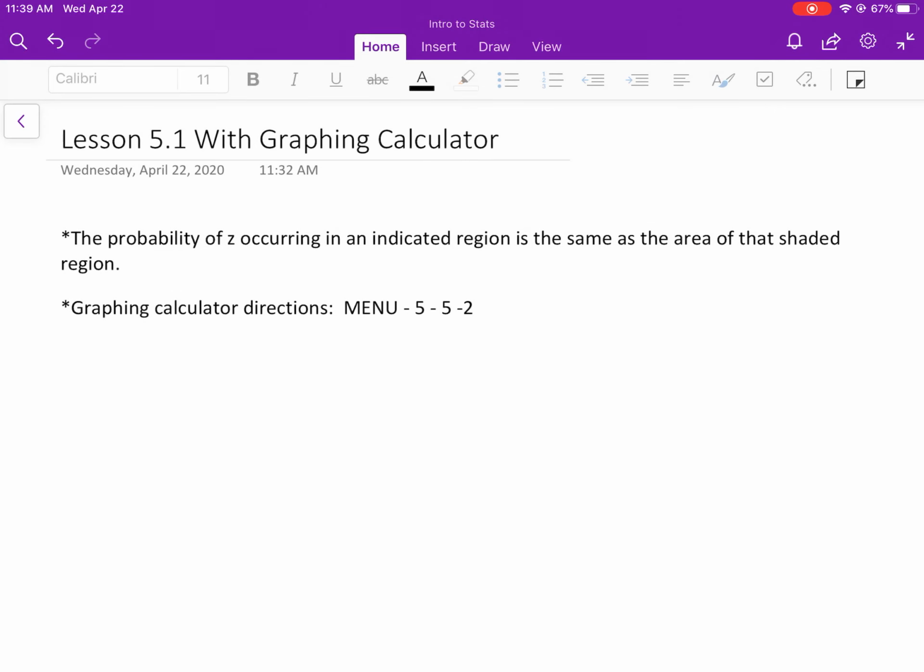Statistics. Today we're going to finish up lesson 5.1 and I'm going to show you how to use your graphing calculator to find the area under the curve. In order to do that, you need to understand that the area under a normal curve is going to be the same as the probability of that z-score occurring in that region. So you need to just tie together that probability is going to be the same as the area that's shaded.